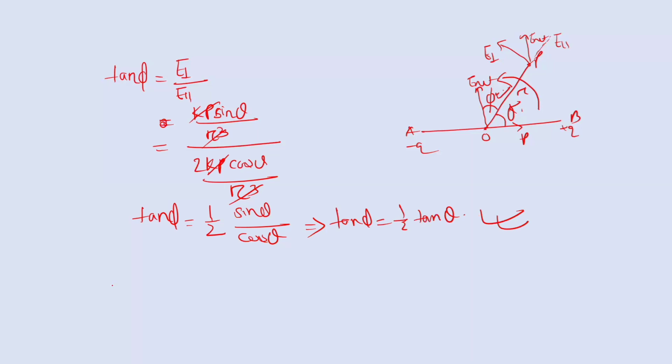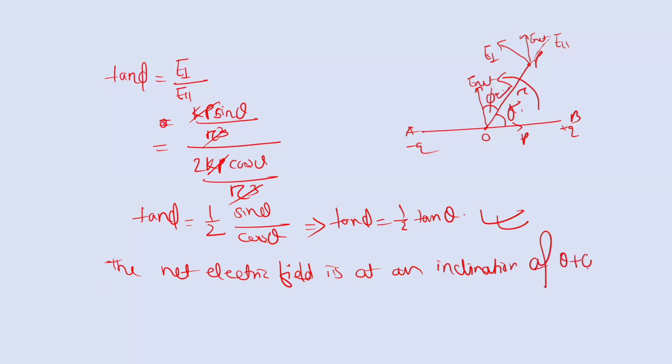So this is how you can calculate the direction, and you can write here that the net electric field is at an inclination of theta plus phi from the dipole moment P. So this is the entire derivation of the electric field intensity at some general point due to a dipole.